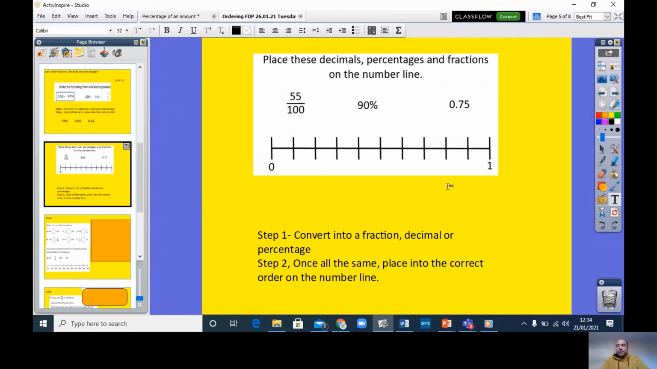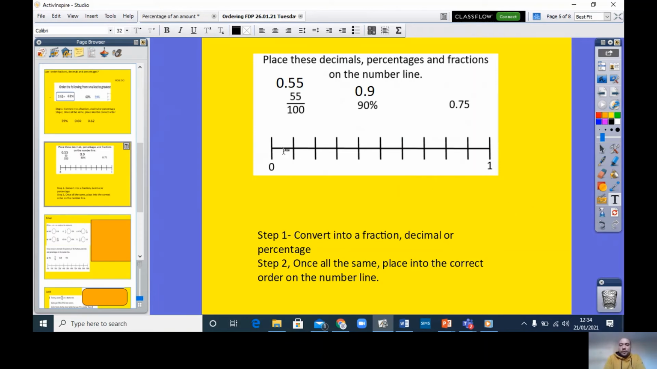So I'm going to help convert first. 55 over 100 is the same, because I've got it in my hundredths column, as 0.55. 90%, again we're in our hundredths, so we've got 0.9. So we've got our decimals: 0.55, 0.9 and 0.75. Pause the video and try and place those numbers onto the number line.